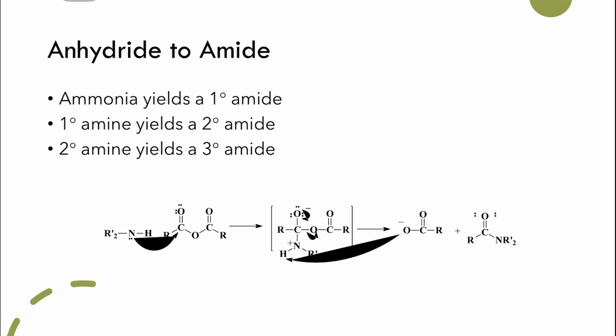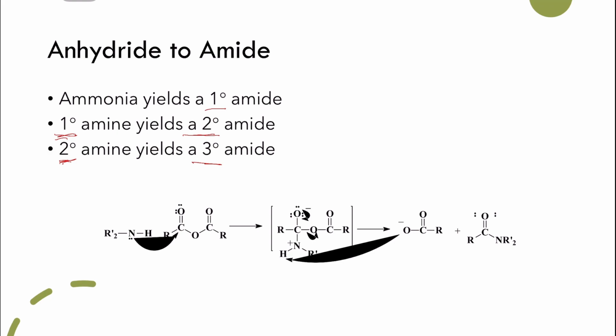In the same way, we can also interconvert the anhydride to amides. Again, we can use ammonia. It will give us a primary amide. If we use a primary amine, it will give us a secondary amide. If we use a secondary amine, it will give us a tertiary amide. The tertiary amines themselves will not react. So we either use ammonia, or a primary or secondary amine to give us the primary, secondary or tertiary amide.